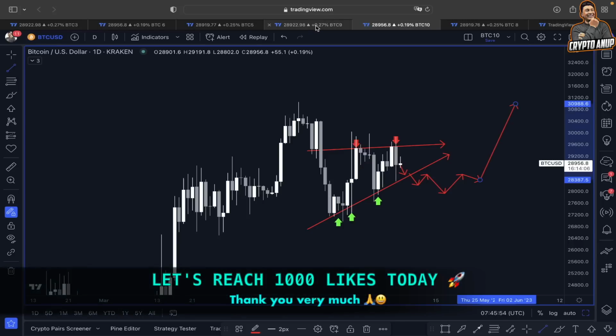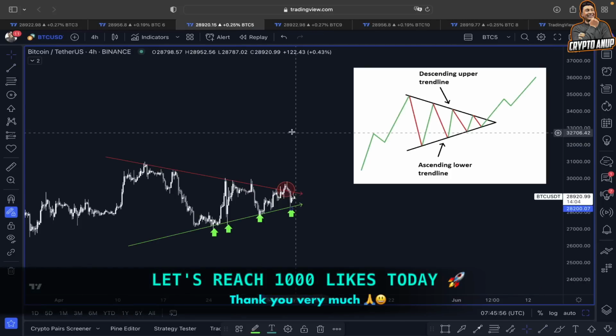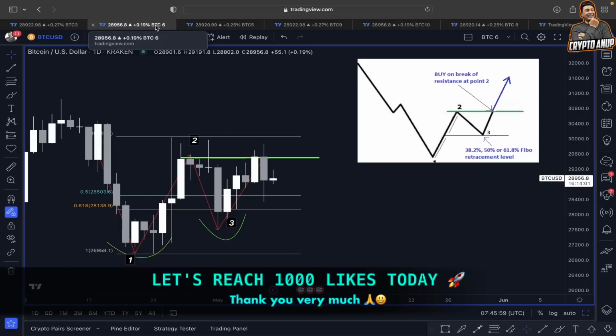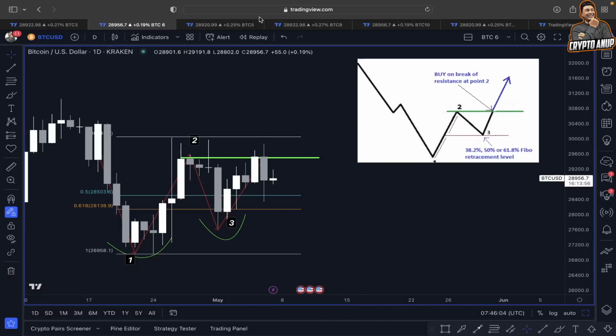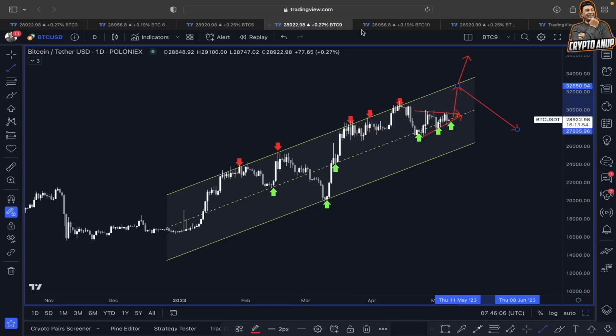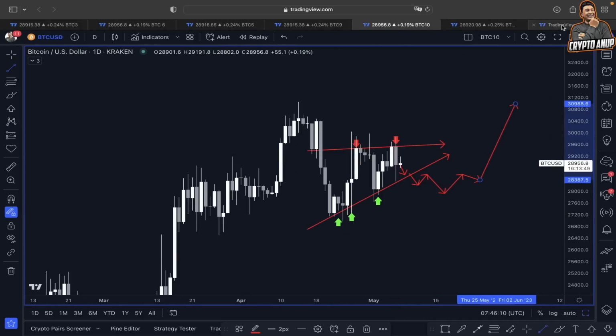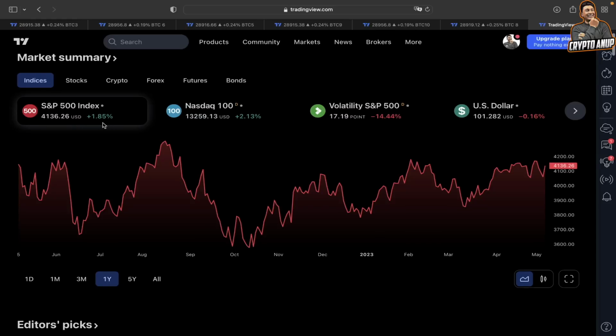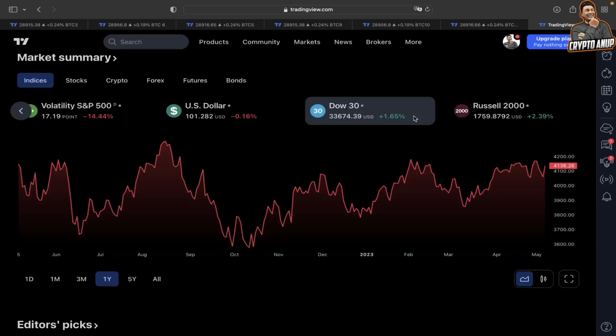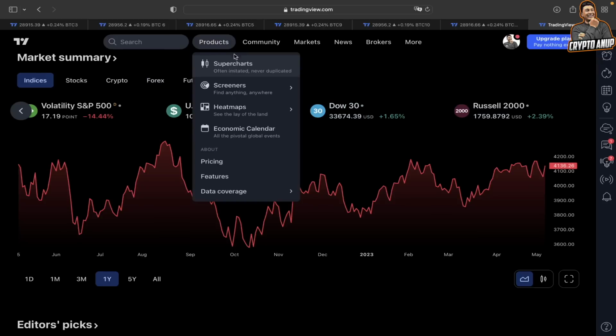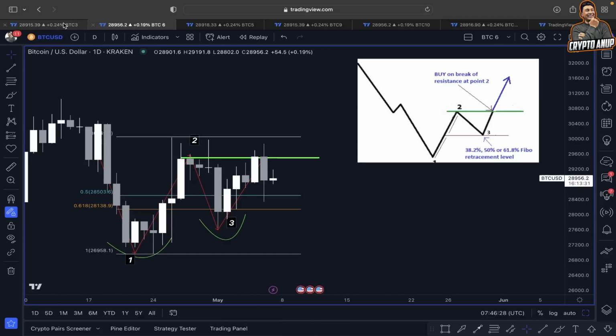Just a friendly reminder guys, please watch out for the support which you have around 28,000, 27,000 before looking into a bearish scenario for Bitcoin, because as long as we remain above that key line, I am still expecting the price of Bitcoin, after some range bound, after some shakeout, to continue this uptrend. Because if you look at the overall market, S&P 500 index is up 1.85%, Nasdaq is up 2.13%, Russell 2000 is up 2.39%. So trades and market is looking good. So I think the shakeout we had is just a weekend shakeout, so please be careful.